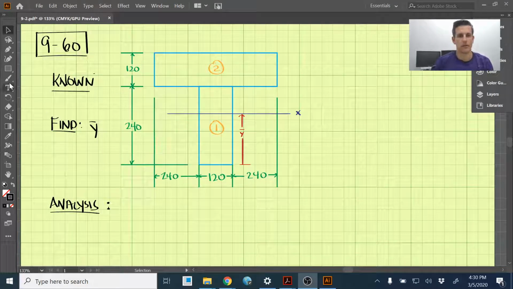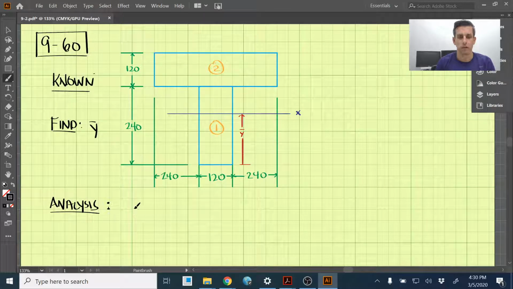Okay, so this is 960, and we have this T-beam here, and we're looking to find y bar, which is the centroid from the base where this x-axis is placed here. So that's what we're trying to find. And we'll use composite shapes to solve this problem. So I've already broken this into two shapes, 1 and 2 here.